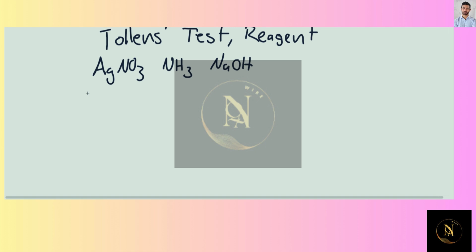Now, what Tollens test will do is that the silver ion, Ag+, which will be in solution, upon reacting with an aldehyde, will give silver solid. That is, the silver ion will be reduced to solid silver by the aldehyde. So the aldehyde acts as a reducing agent. That is, the aldehyde portion of a sugar is what makes it a reducing sugar.